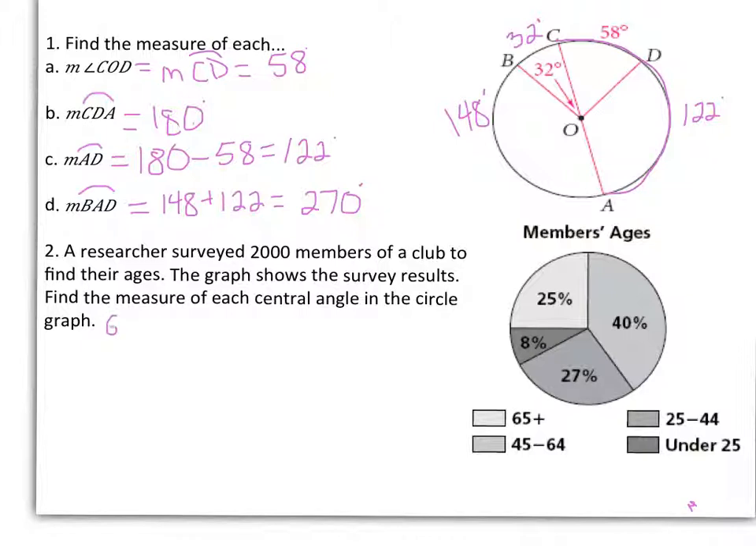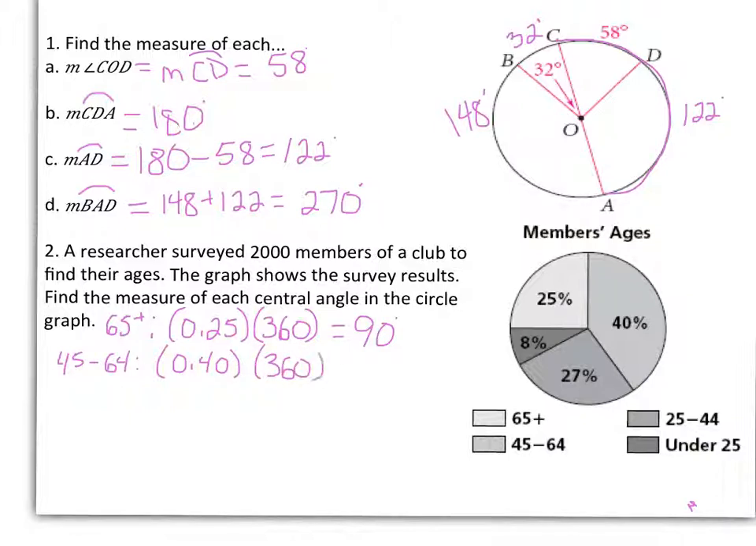Then we can find the angle of each of our portions here. Starting with the 65 and plus group, we will take our percent times 360. So 25% as a decimal, 0.25, times 360, is 90 degrees. So the 65 and up group is a 90-degree angle. Then the 45 to 64 group, so taking 0.40 times 360, we get that that angle is 144 degrees.